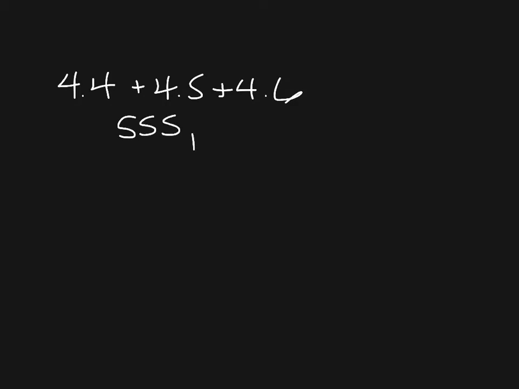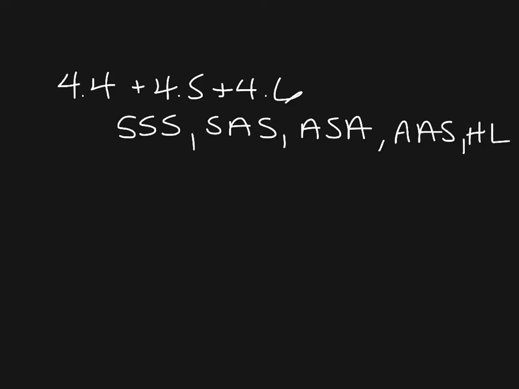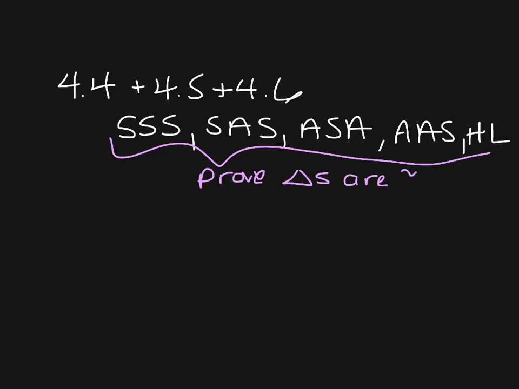So for 4.5 and 4.6 we talked about triangle congruence, and we learned about side-side-side, side-angle-side, angle-side-angle, angle-angle-side, and hypotenuse-leg. And the good news is you don't need to know what these are individually, but you do need to know that these would prove triangles are congruent. So these are the shortcuts that prove triangles are congruent. And then in 4.7, we learned about CPCTC, which we use after we prove the triangles are congruent.